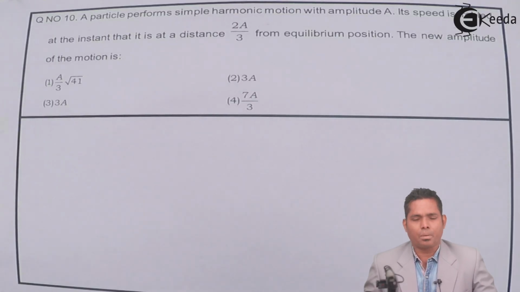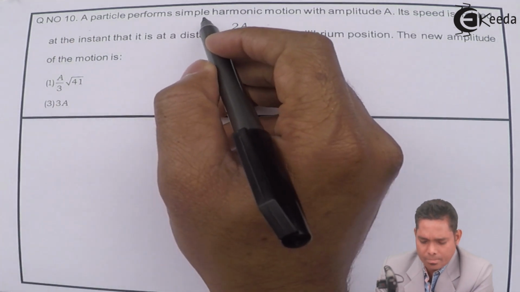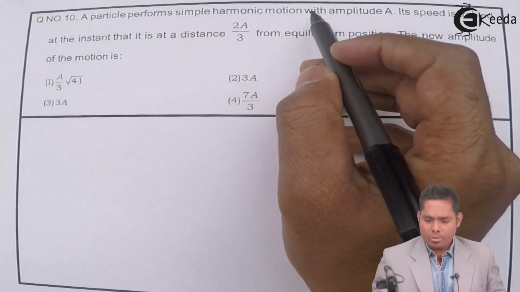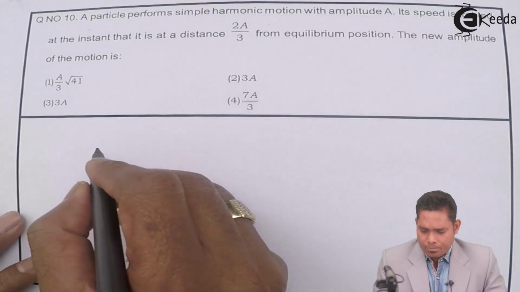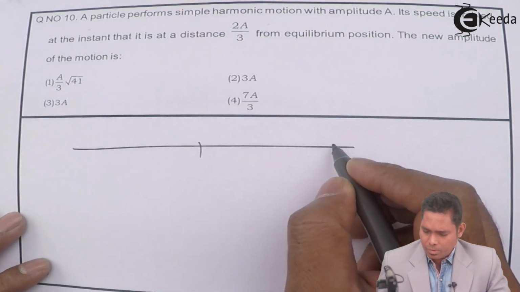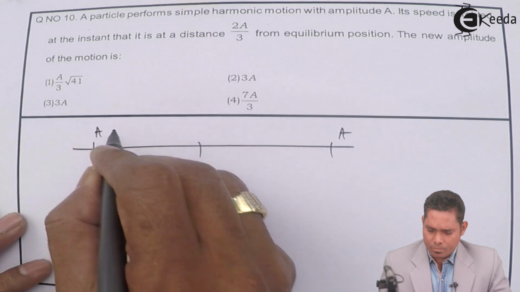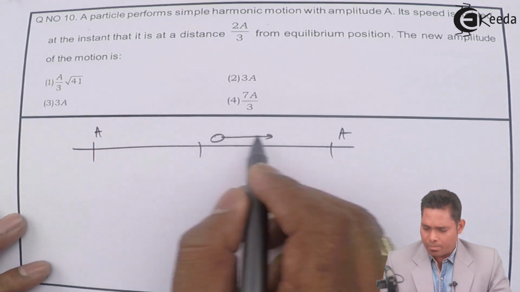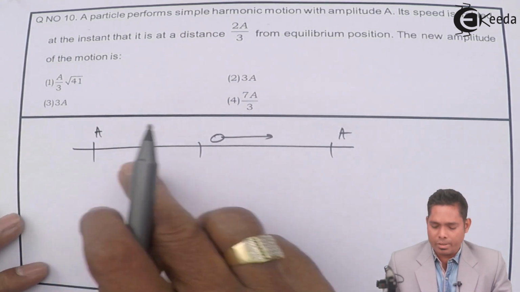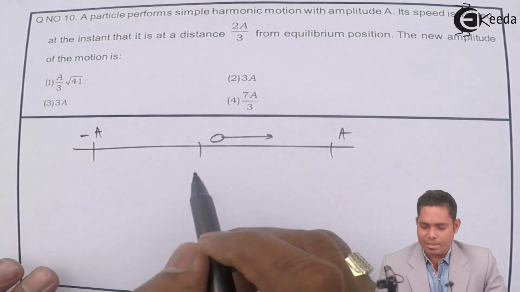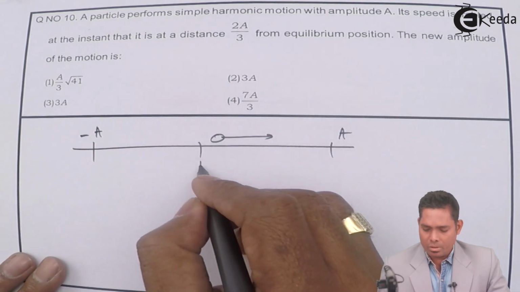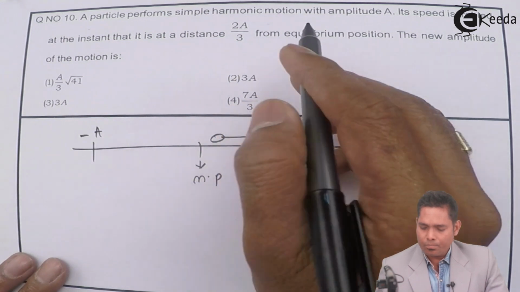Question number 10. A particle performs SHM, simple harmonic motion, with amplitude A. It performs to and fro motion between these two points. This is minus A, this is plus A, the extreme points, and this is the mean position.